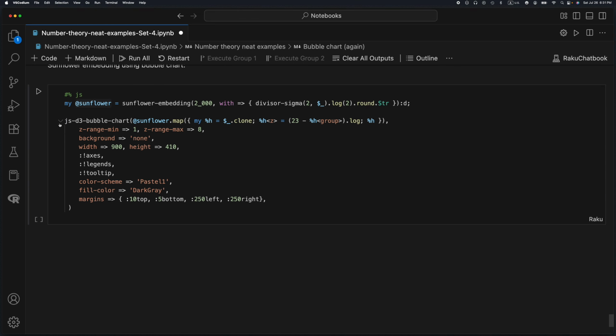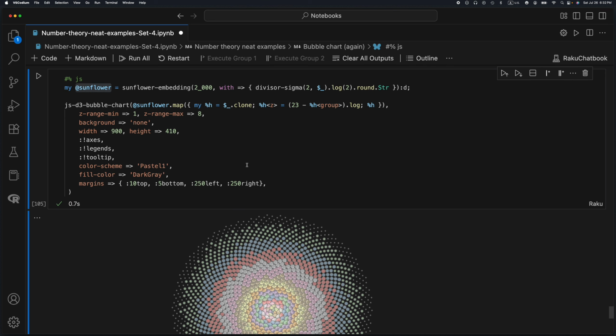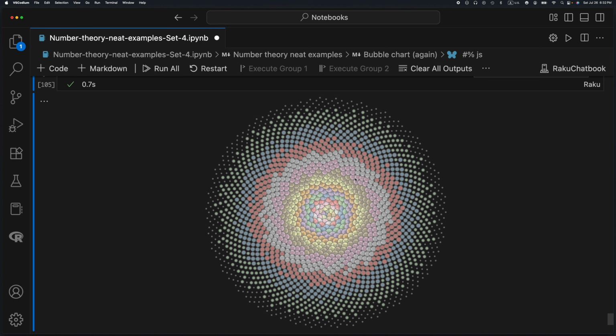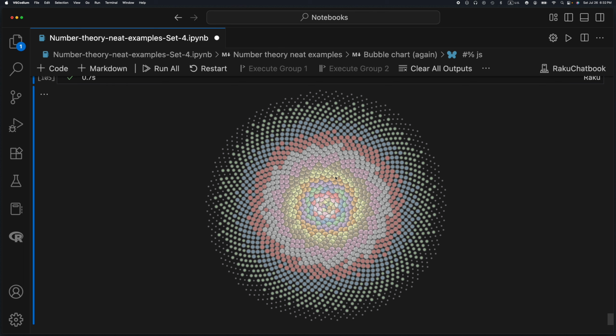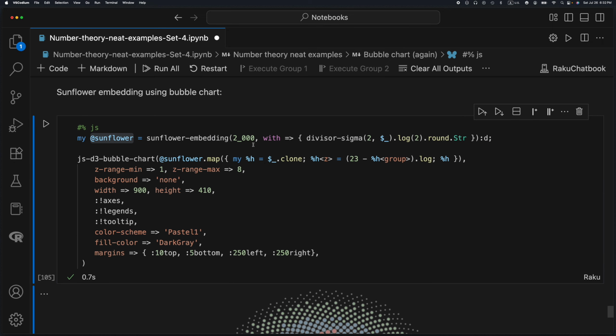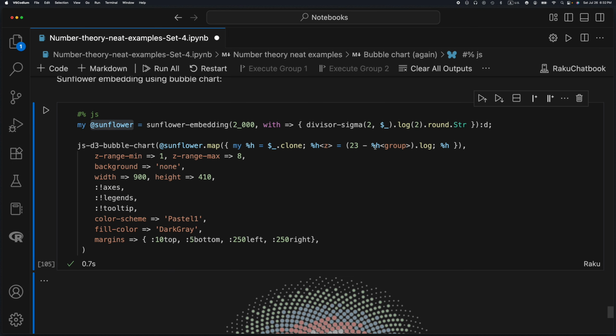All right, as I promised, I'm going to show a bubble chart with sunflower embedding for the divisor sigma, and I need to zoom here. First of all, I think this is a very nice plot. It has a shaded version of the bubbles, which seem to be overlapping. They look like metal or plastic, and it's a nice setup. What is happening here is that the sunflower embedding is being called for the first 2000 integers and divisor sigma, with squares, again logarithmic, and so on. The size of the bubbles is determined by this expression here. The group here is a string.